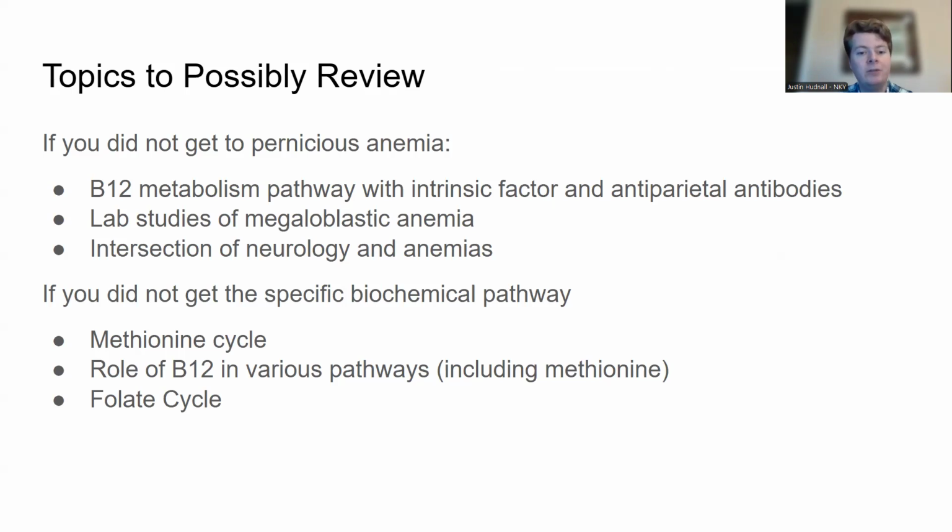Lab studies to determine megaloblastic anemias. We talked a little bit about folate having a normal methylmalonic acid level, but vitamin B12 has an increased MMA level. And the intersection of neurology and anemias, this is, I would say, the biggest point where they intersect, but there's a couple more intersections that you can also look up. I believe it's covered a lot in the First Aid neuro section, so you can read over that.